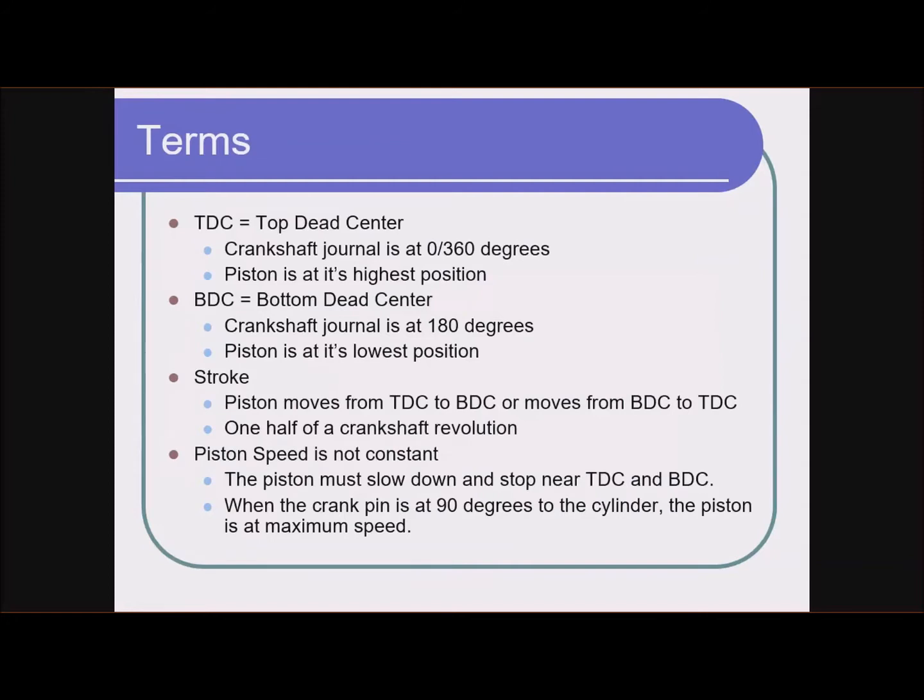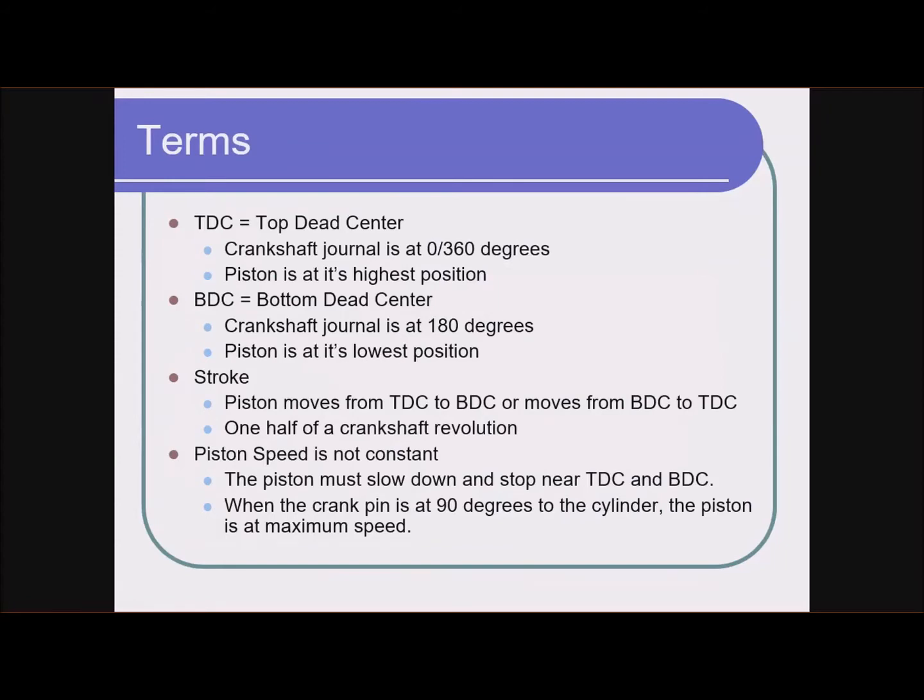So one of the reasons this is important, I just want to talk, when we talk about the intake stroke, we'll talk about it a little bit more, but the piston moves down on the intake stroke. When it gets to the bottom, it's at a dead stop. And when it's close to the bottom, it's very close to being at a dead stop. It's moving really, really slowly at that point.